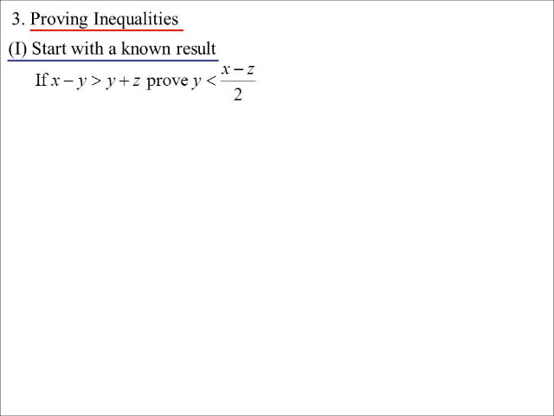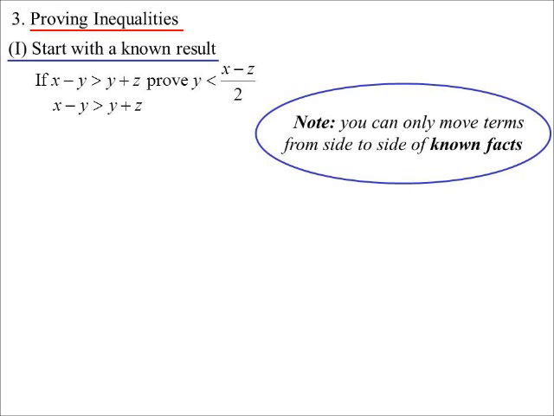Okay. So x minus y is always greater than y plus z. I'm starting with something that is true. This I'm allowed to manipulate because I don't have to prove it. It's already true. So I can move terms. So you can only move terms on known things, things that are known to be true, known facts. This is a known fact.